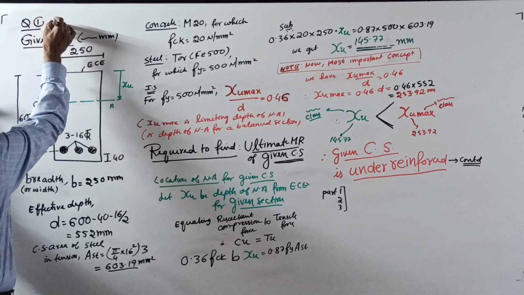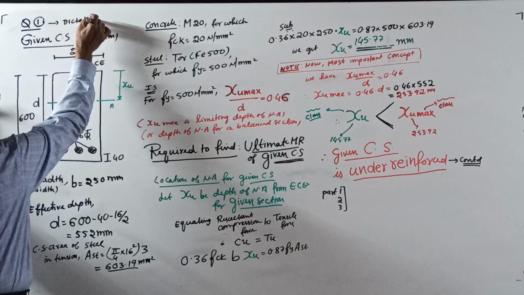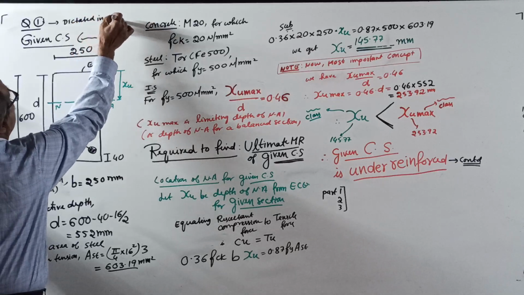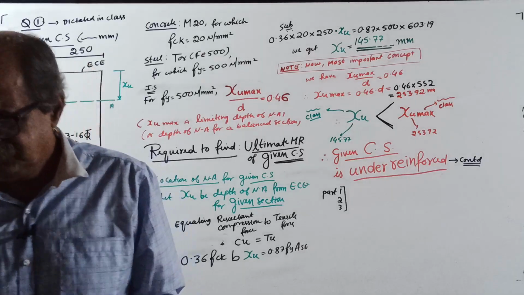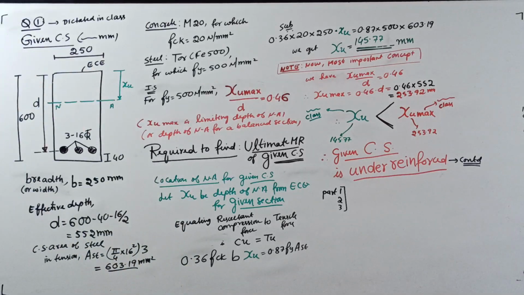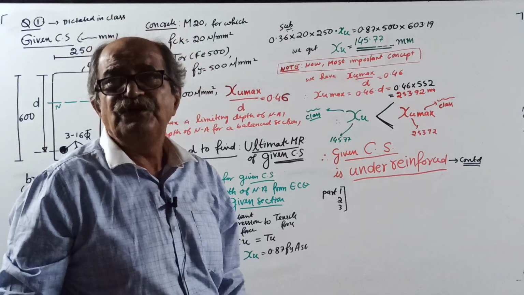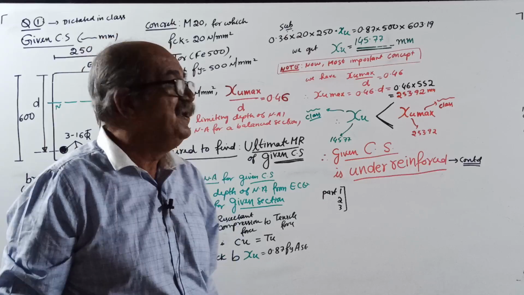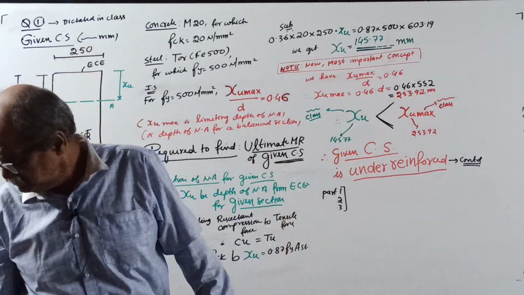Question 1 is dictated in class because of a space problem. I think it is visible. Let me check once, to be on the safer side. It won't take much time. Yes, dictated in class. Okay, first I will dictate. I will go outside because when I dictate, I keep coming in between. I will not disturb you.